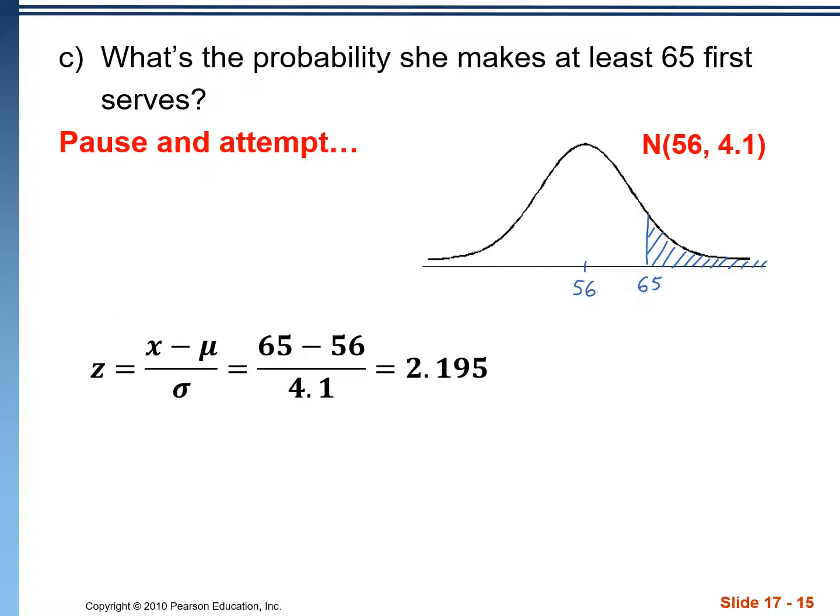So we want to find a z-score. Remember, we're always subtracting the mean. So 65 comes first. We subtract that mean of 56, divide by that standard deviation. You get a z-score of 2.195. Now, that's the lower boundary, the lower z-score, and then we're putting in an upper, which would be really anything greater than 3. I always use 99. That's going to give us a probability when we go into normal CDF of 0.0141. So there's a 0.0141 or 1.41% chance that she'll get at least 65 successful first serves.